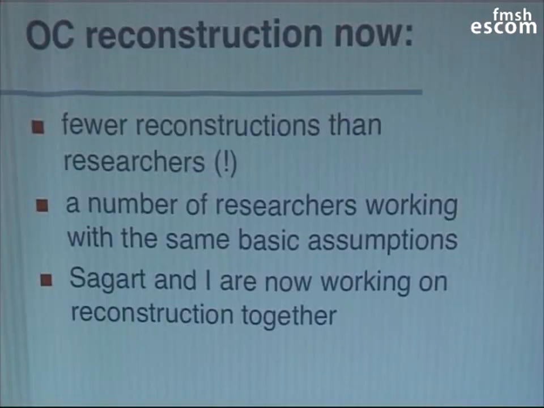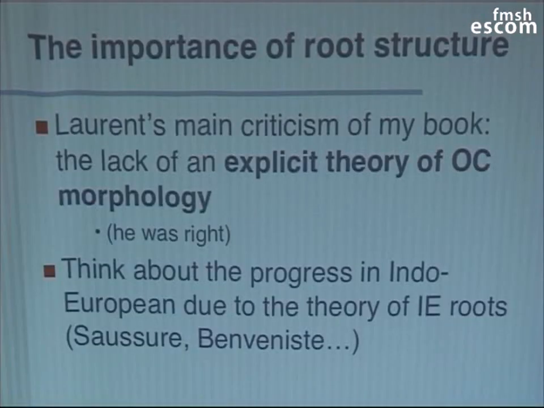And the other thing that has happened is that Laurent and I are now working together on reconstruction, and I must say that it has been a great pleasure. And I think we've done better than either of us would have done by ourselves. I've already mentioned this, but as I say, his main criticism of my book was the lack of an explicit theory of Old Chinese morphology, and he was right.